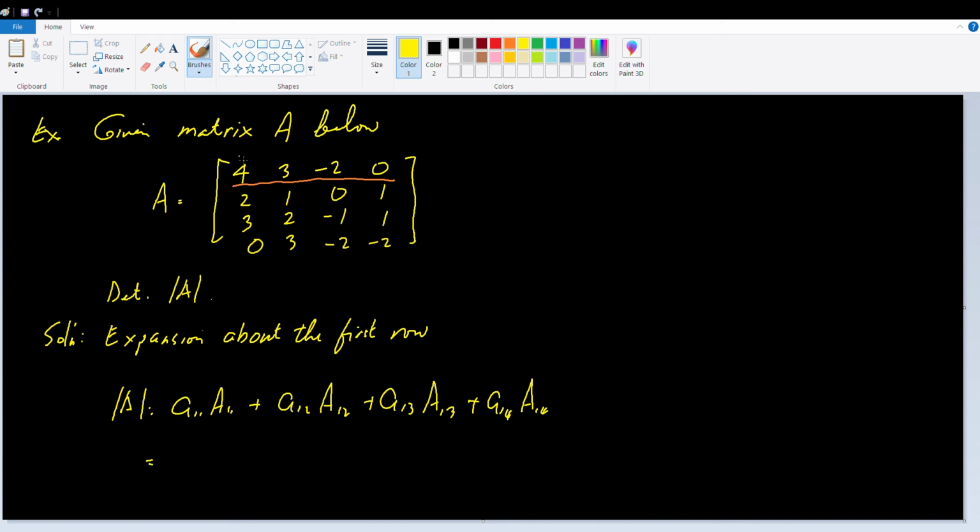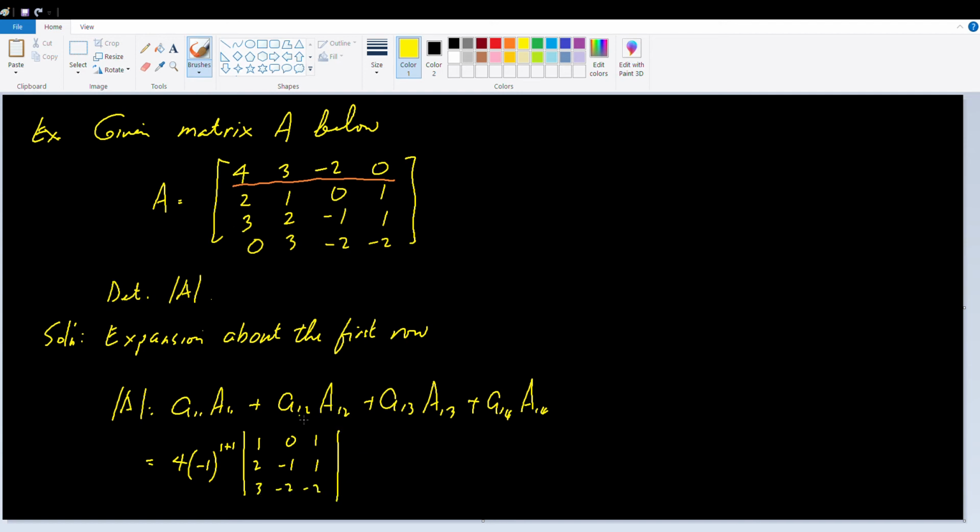So what is the element A11? The element A11 is 4. So 4 is multiplied to the cofactor. What is the cofactor? Negative 1 raised to 1 plus 1 times the determinant of, we delete the first row and first column. So deleting the first row and the first column, we will be getting the elements 1, 0, 1, 2, negative 1, 1, 3, negative 2, negative 2.